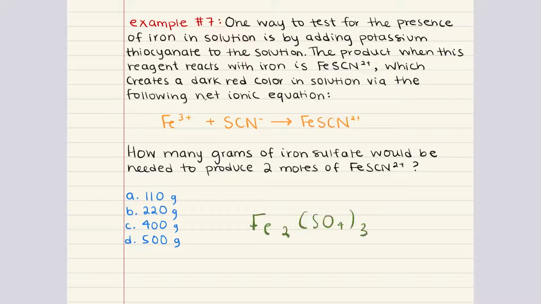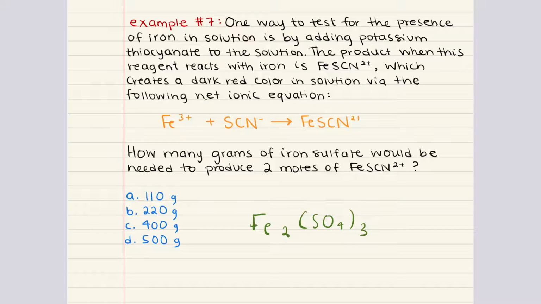Now, iron sulfate has the formula Fe2(SO4)3 because the sulfate has a charge of -2 and iron has a charge of +3. We get this based off of the net ionic equation we're given. Therefore, 1 mole of iron sulfate is needed to make 2 moles of iron for the reaction. And if we have 2 moles of iron, then we can make 2 moles of iron thiocyanate. So what we need to figure out is the molar mass of iron sulfate. That is the grams of iron sulfate that we're going to need to produce 2 moles of iron thiocyanate.